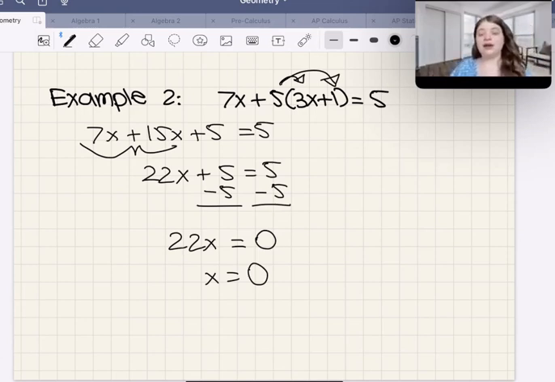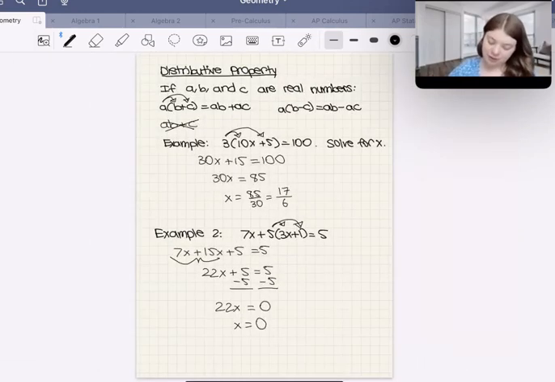Or we might know x equals 0 in a different way, such as the zero product property, stating that if a product is equal to 0, one part or both parts of the product must be 0. And in this case, x is the only variable, so it must be 0 here. And so there we go. That's the distributive property.